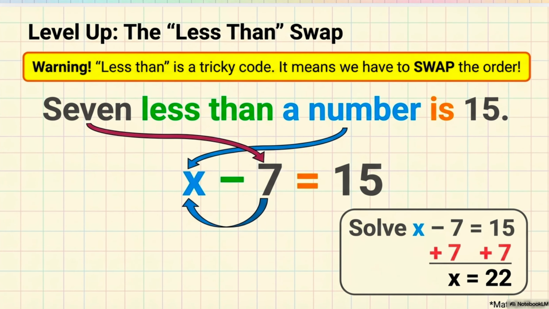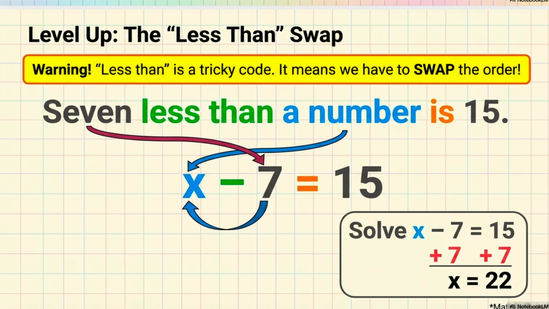Now, here's the part that gets tricky for a lot of students. Less than. In the sentence, 7 less than a number is 15, we do not write 7 minus x. Instead, less than means we need to swap the order. So the equation becomes x minus 7 equals 15. Then add 7 to both sides, and we get x equals 22. This is one of the most important patterns to remember.